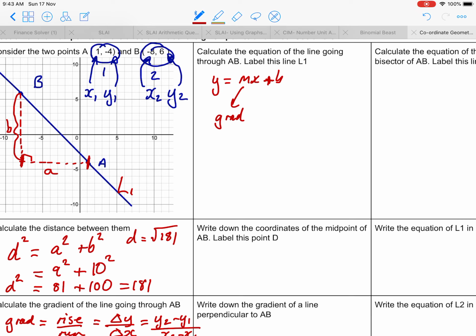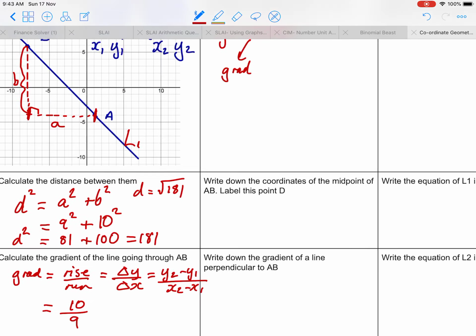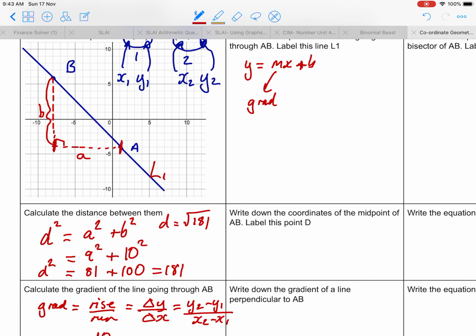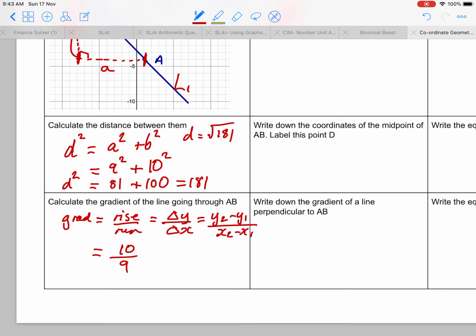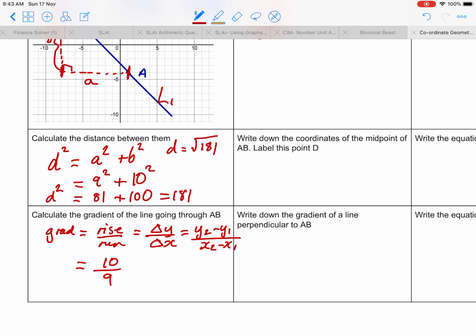So let me do this in 2 ways. So y equals mx plus b. So m is the gradient. And let me go back to the gradient, because as I look at the line BA, it's sloping downwards, isn't it? So it's actually a negative gradient. Now, if I look at this rise and run, what thing must I change to make it a negative? Well, the rise is actually a negative, so it's negative 10.